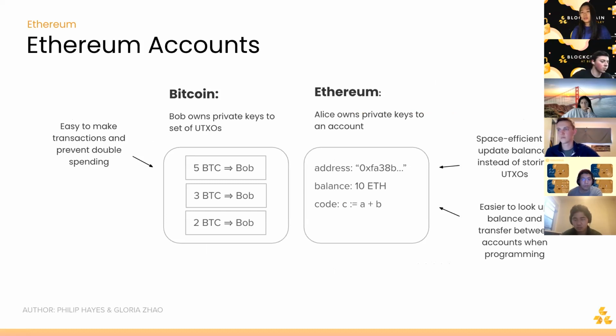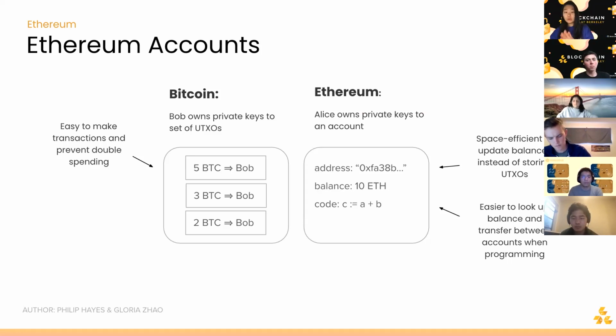So let's look a little bit into Ethereum accounts. First, in Bitcoin accounts, we know that private keys are there to prove ownership of a UTXO, right? When you spend Bitcoin, you spend from the previous transactions. And to calculate the current balance, you have to sum up all your UTXO, or all the piggy banks that you owned. And this makes it easy to make a transaction and prevents double spending, right?